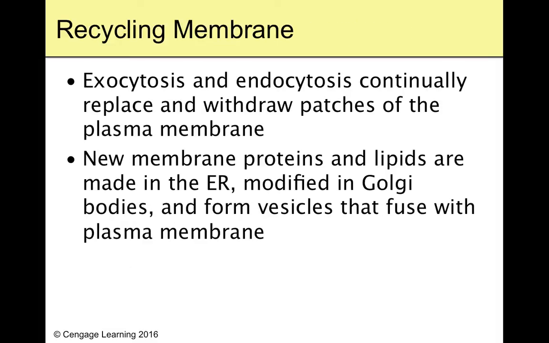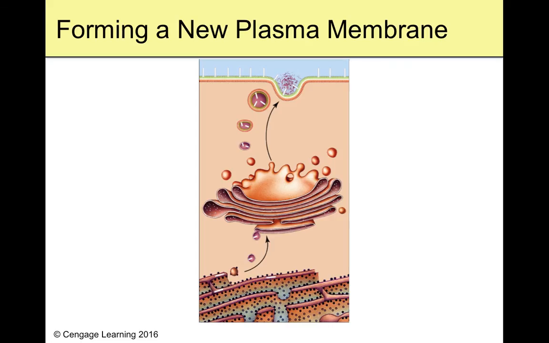So, recycling membranes. Exocytosis and endocytosis continually replace and withdraw patches of the plasma membrane, but like I said, it's really not a big deal to fuse that back in with the membrane. It doesn't affect the cell too much. And we're always regenerating new lipids from the ER and sending those out to make brand new cell membrane that fuses in. So that's important too. We're regenerating that bit that we're taking away through the process of endocytosis.